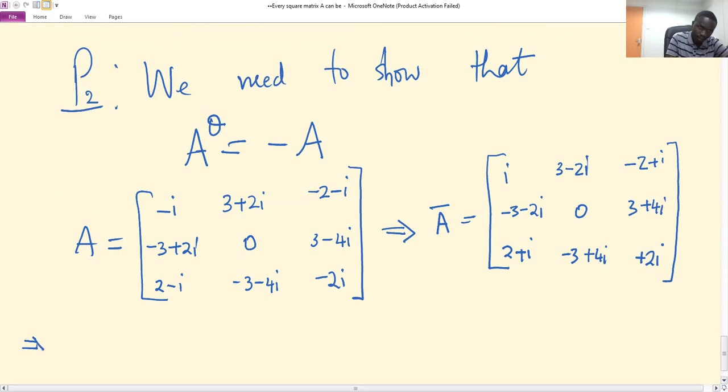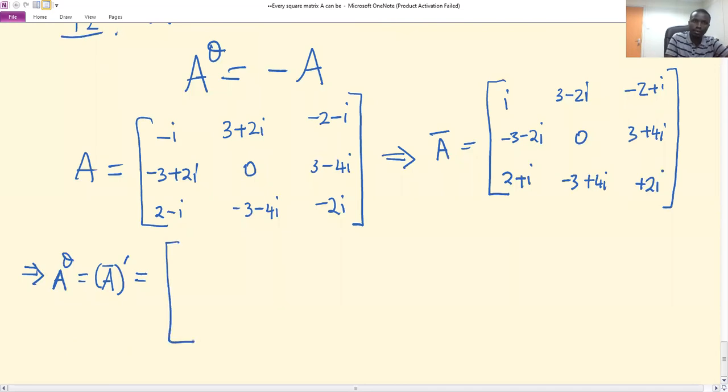Then this means A power theta, which is the same as the transpose of the conjugate of A, will be, now transposing this matrix, we get i, 3 minus 2i, minus 2 plus i, minus 3 minus 2i, 0, 3 plus 4i, 2 plus i, minus 3 plus 4i, 2i.